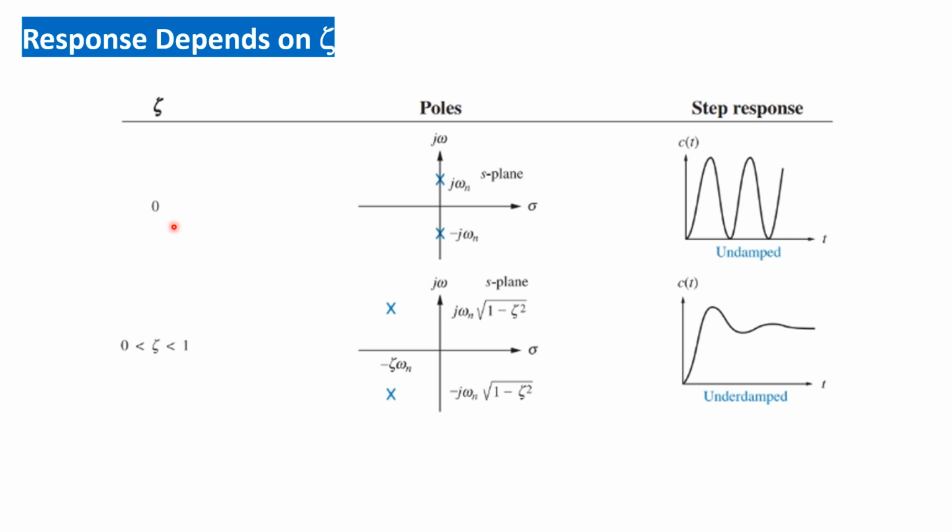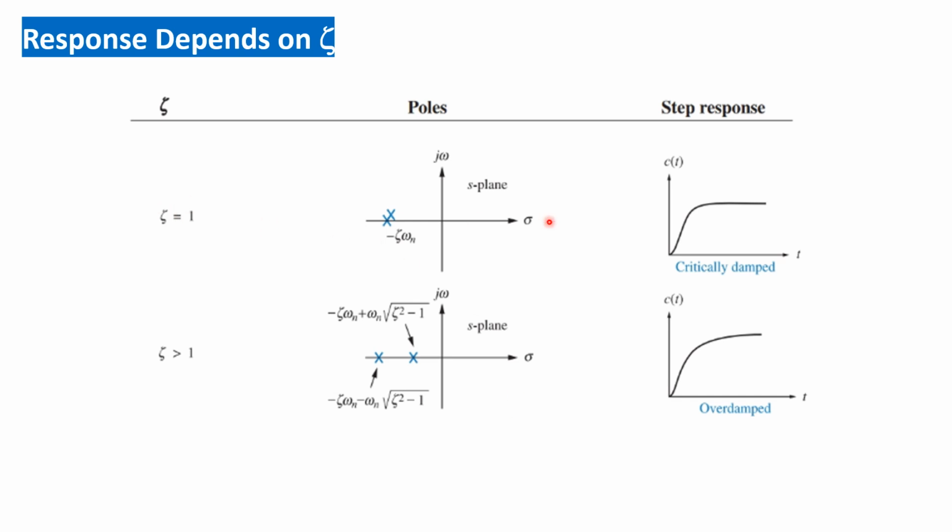So if chi is 0, then that's an undamped system, and you'll have two poles shown as follows, at j omega n and minus j omega n. If chi is between 0 and 1, that's an underdamped system, and the two poles will be located off of both axes, as shown in the following diagram. And they'll be located at the following positions: j omega n square root of 1 minus chi squared, and then the negative version of that same value.